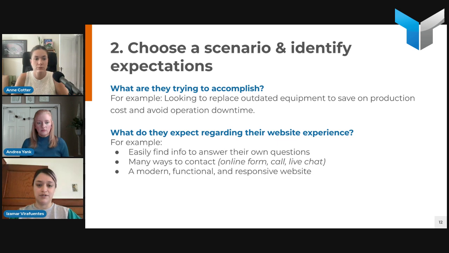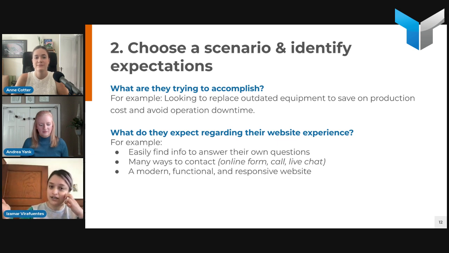A lot of people don't like to have phone calls. Like me, I don't like calling. I like taking the time to write the perfect message that I want to send. So that's the one I would choose, online forms. And of course, no one's going to assume that the website they're visiting is broken and not working. So an expectation that everybody should always strive for is to have a modern, functional, responsive website.